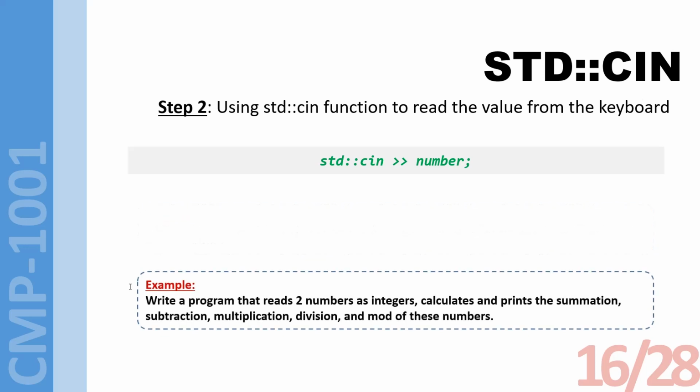One more example, a little bit of an extension of the previous one. Write a program that reads two numbers as integers. Okay, we did that. Calculates and prints summation. All right, we already did that too. Also subtraction, multiplication, division, and mod of these numbers. Okay, so 4 more operations, and these operations also require different variables.